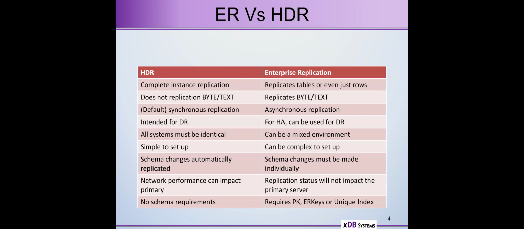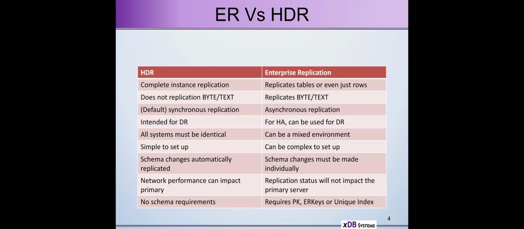It has some downsides, though. It doesn't replicate byte or text types. By default, it is real time. So if the secondary can't keep up, it'll slow down the primary. If there's a network problem, it can also slow down your primary. Everything has to be identical: your Informix version, your operating system, or at least your operating architecture, etc.